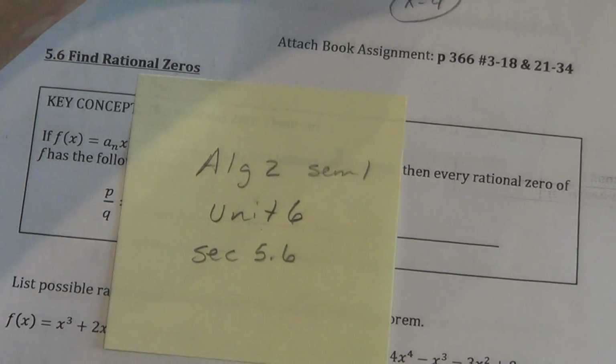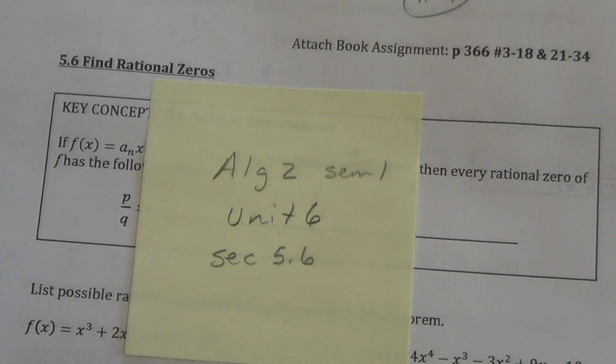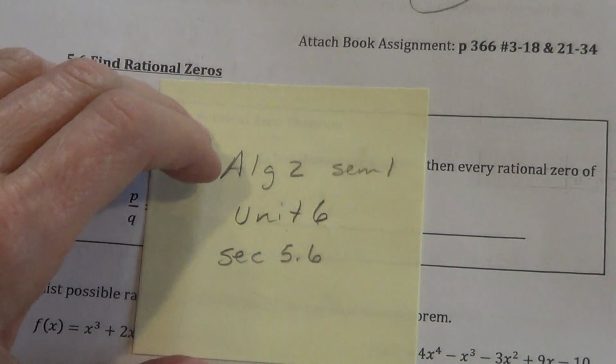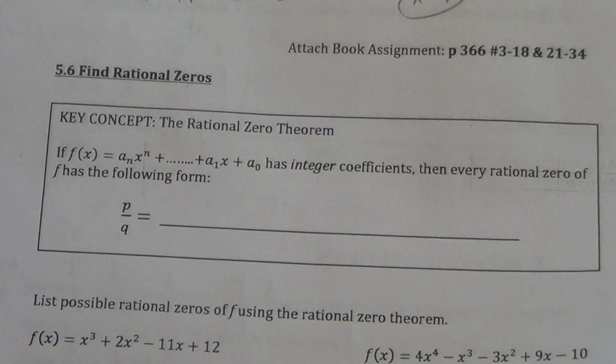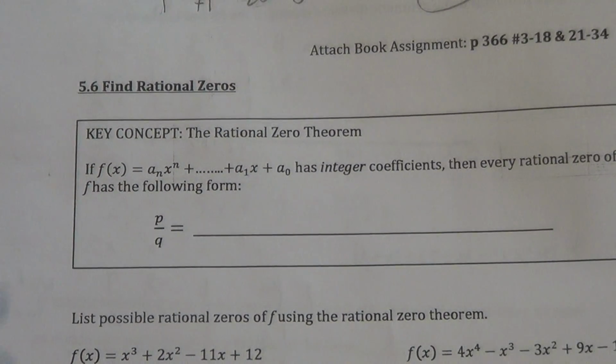Okay, welcome to Algebra 2, Semester 1, Unit 6, Section 5.6. In this unit, we're going to look at finding the rational zeros.